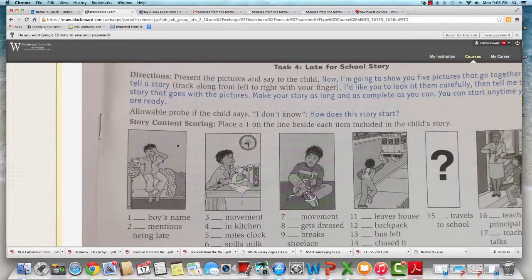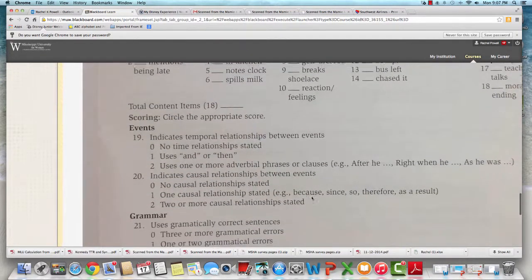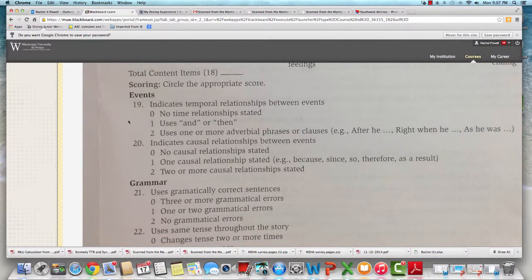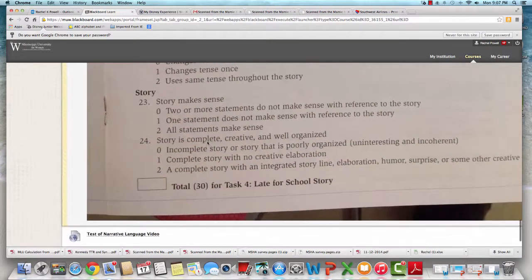Now here is the late for school story, and I wanted to highlight this because you can get a point for each thing that she mentioned. So she never gave him a name, and she never said he was late. Movement would be moving from the bed to the kitchen. She talks about the spilled milk and the shoelaces. So there would be points for each element here that she had. And then in addition to that, you would get 0, 1, or 2 points for using "and" or "then," more adverbial phrases or clauses: after he, right when he, as he was; causal relationships between events; grammar; and story structure.